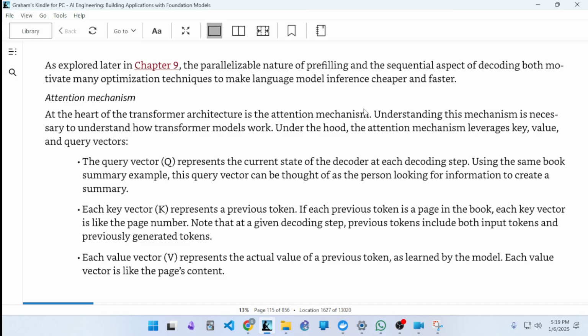But the key thing to understand the attention mechanism is that it leverages three vectors: the query vector, the key vector, and the value vector. And the query vector represents the current state of the decoder at each decoding step. The key vector represents a previous token. And then the value vector represents the actual value of a previous token.